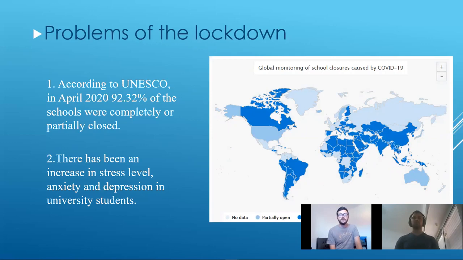So the countries that are blue indicate the schools were completely closed, and the countries that are light blue indicate the schools were partially open or partially closed. That is the same. The other problem related with the lockdown is the lack of access to face-to-face interaction. That has many problems. Among these problems, you can find the increase in stress level, anxiety, and depression, in particular in university students.